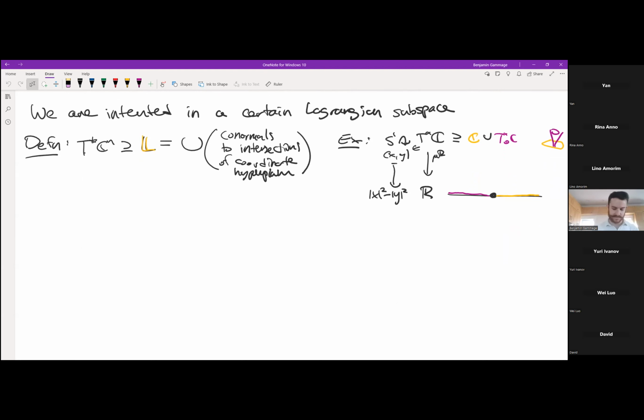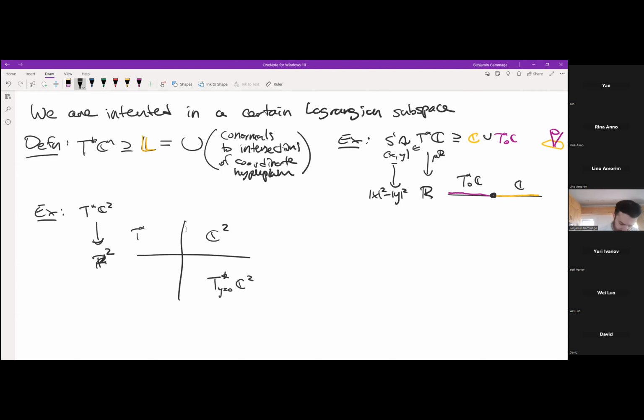And let me just add, as long as I have this example here, that you can similarly do the example with hyperplane arrangements for T star C2. So now I will map down to R2. Now I can draw my hyperplane arrangement inside of R2, and it's going to have four pieces. Over on the right hand side, I had two pieces: this one was C, and this one was the conormal to zero inside of C. Here I'm going to have my C2, the conormal to the y equals zero piece, the conormal to x equals zero, and the conormal to the origin.